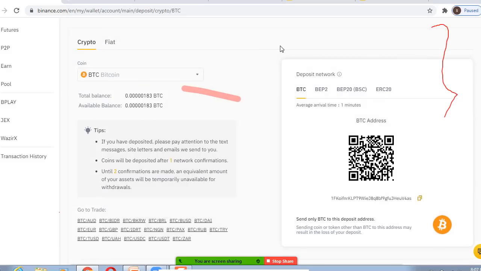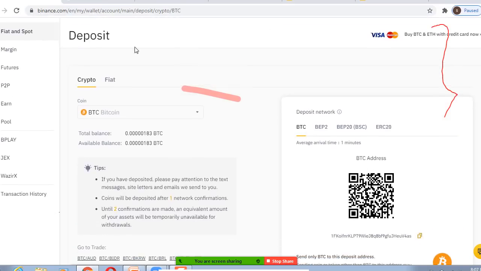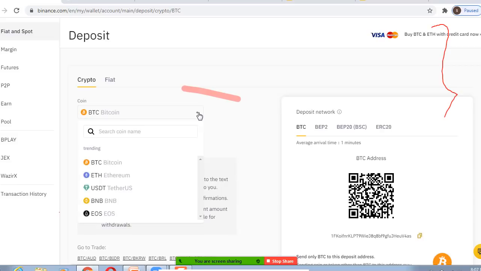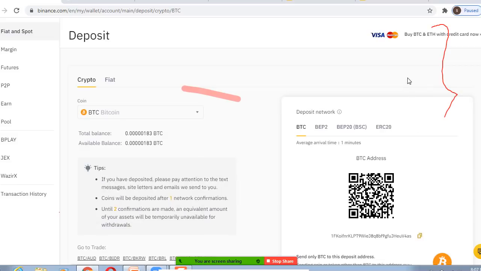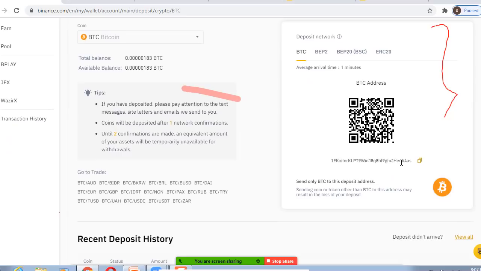But okay, before I go there, let's say for example you want to deposit Bitcoin. See deposit, fiat, Bitcoin. You can choose any coin from here that you want to deposit. What you will send to the person that wants to send you Bitcoin is this address. You copy this address and send it to the person, and it will reflect in your BTC wallet. Very important.